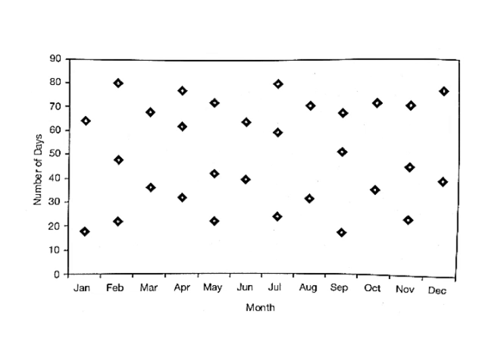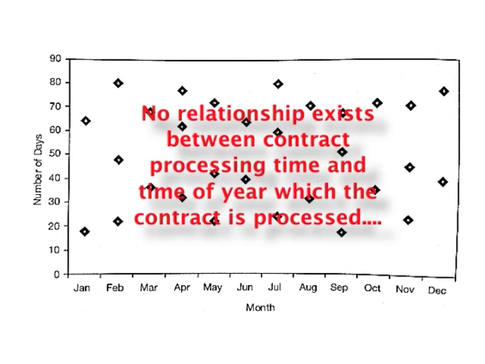Now the data points are all over the diagram. There does not seem to be any grouping of data for each month, or any kind of regular pattern at all. This kind of grouping, or lack of grouping, suggests that no relationship exists between contract processing time and the time of year that the contract is processed.